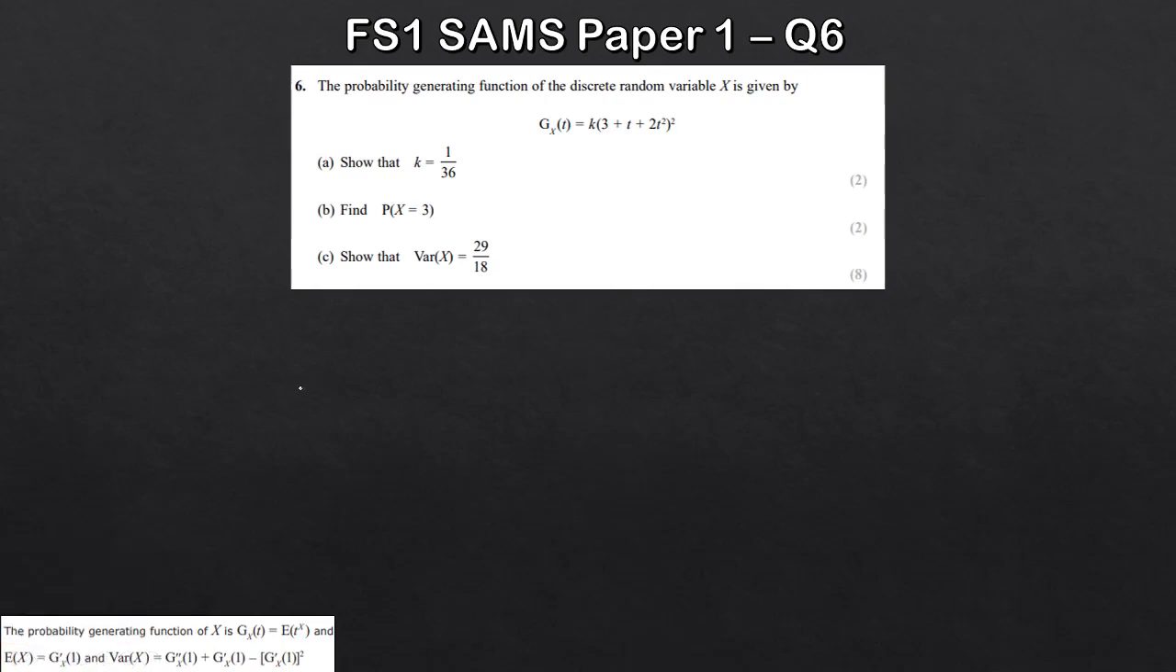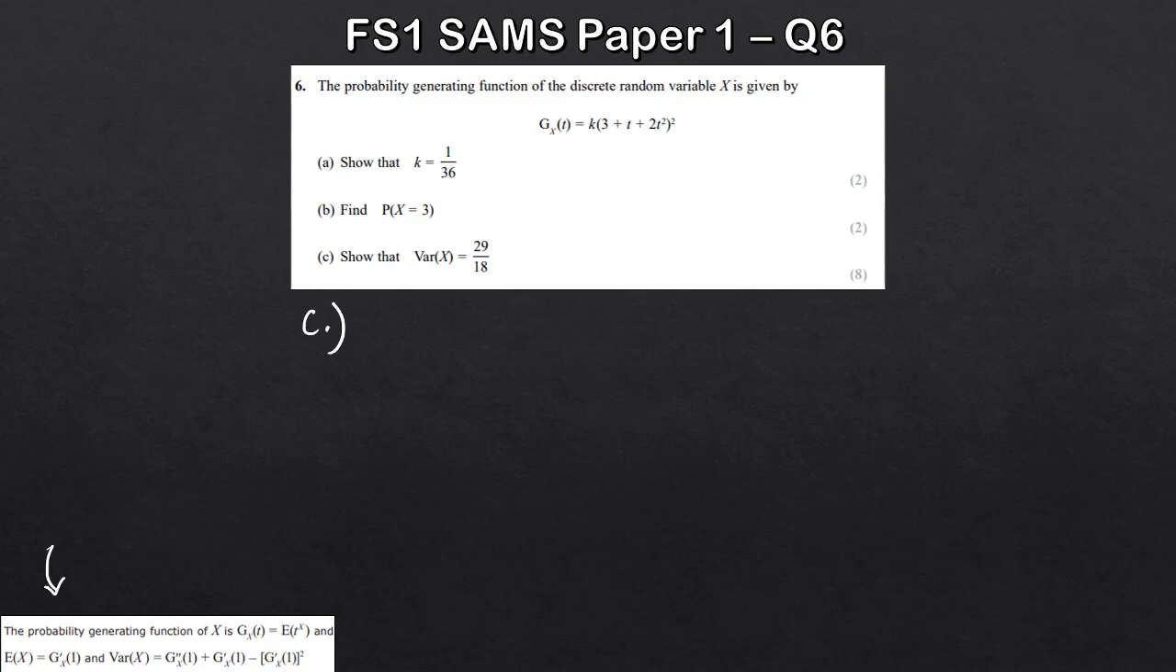So part C, let's have a go at this. We need to show that the variance of x equals 29 over 18. I've included this at the bottom here. This is given in your formula book, so I'm not including anything extra that you don't have. They do give you the formula for the variance.